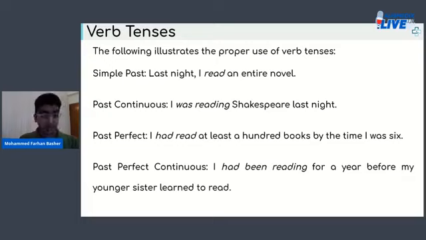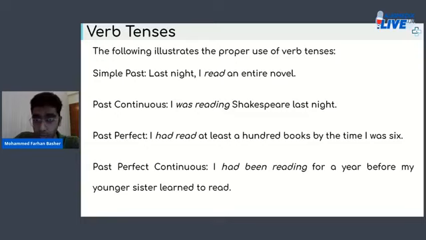And then we have the past perfect tense. When do we employ the past perfect tense? When do we use it? Let's read the example here. I had read at least 100 books by the time I was 6.